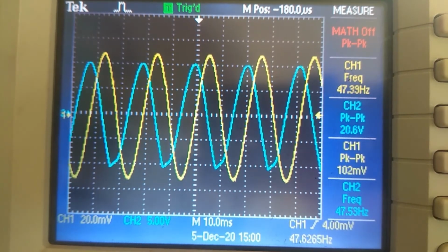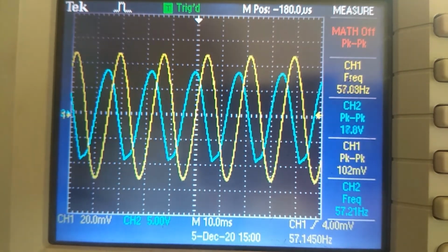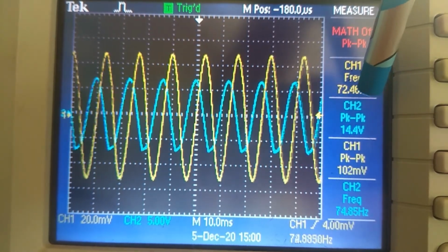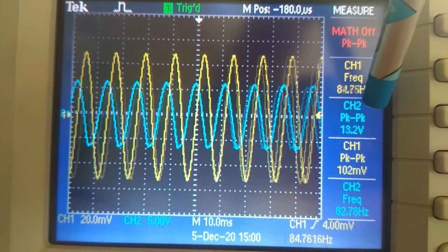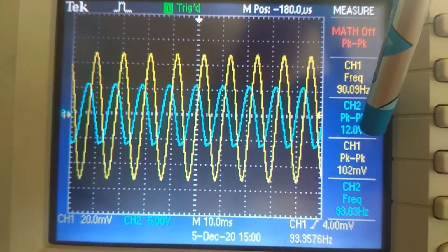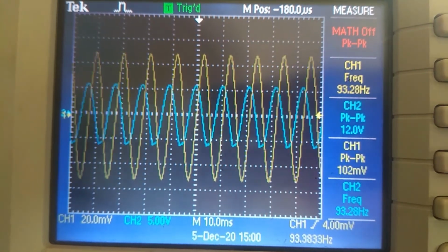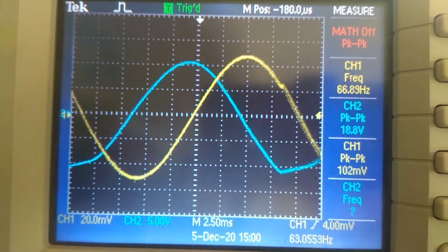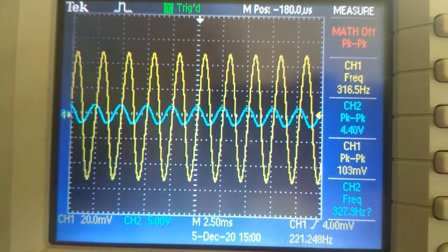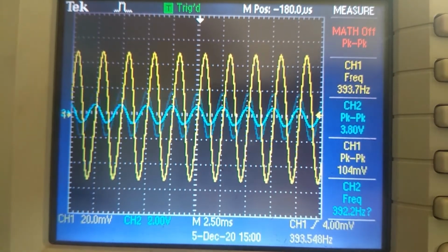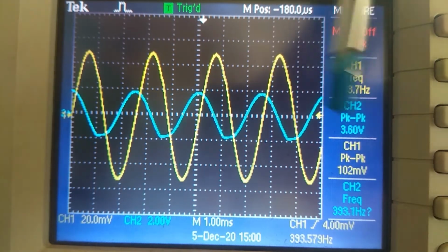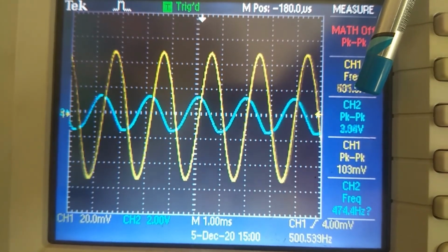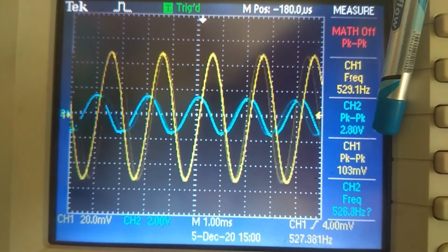With the increase in frequency there will be a decrease in voltage that we are seeing. Now slowly I am going to 100 hertz, and there is a decrease in the voltage. With the increase in frequency we are going to observe the decrease in voltage. Now I am going to 500 hertz. If I go to around 500 hertz, see it is around 2.80.